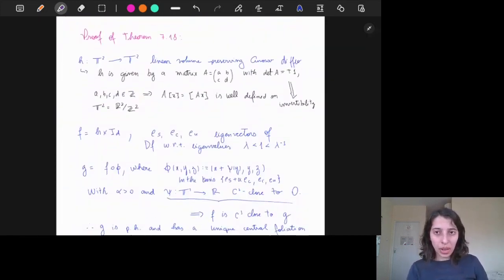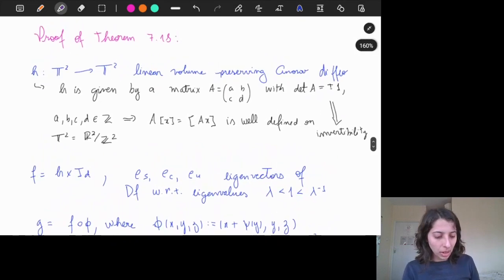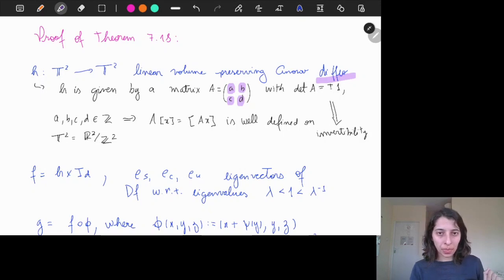How is the proof? First, we start with H, a linear volume-preserving Anosov diffeomorphism. So if it's linear, it is given by a linear map on the torus. A linear map on the torus that is invertible is given by a matrix. Each entry of this matrix is an integer number. And the determinant of this matrix has to be plus or minus 1.